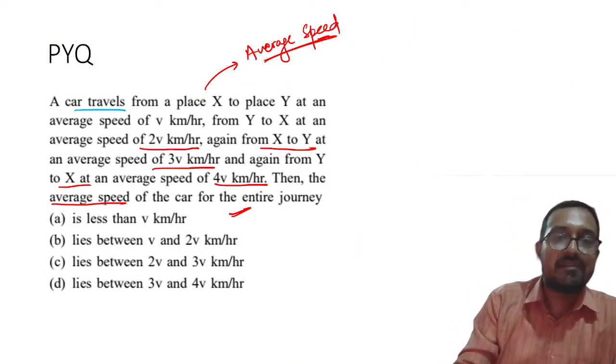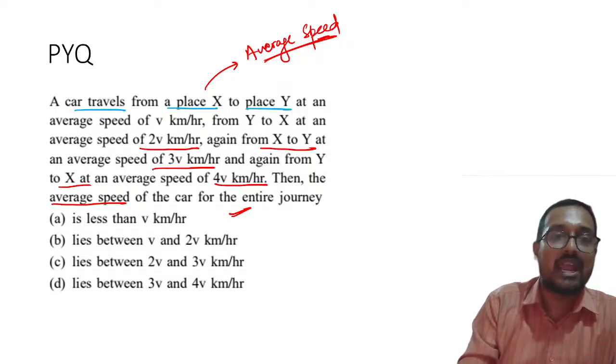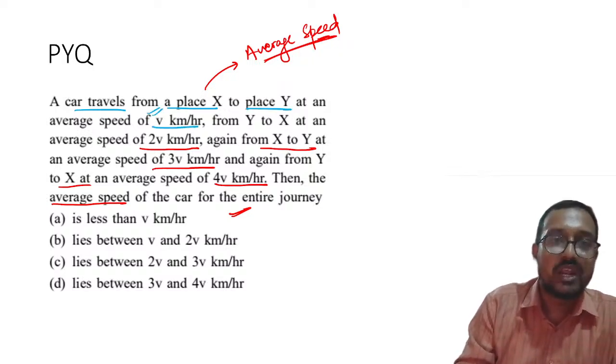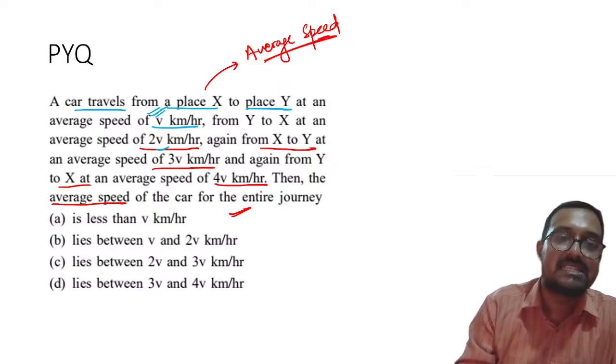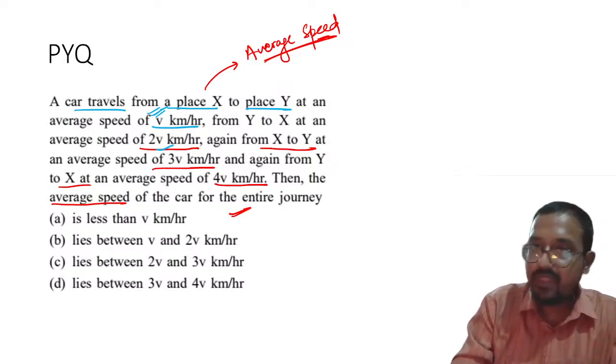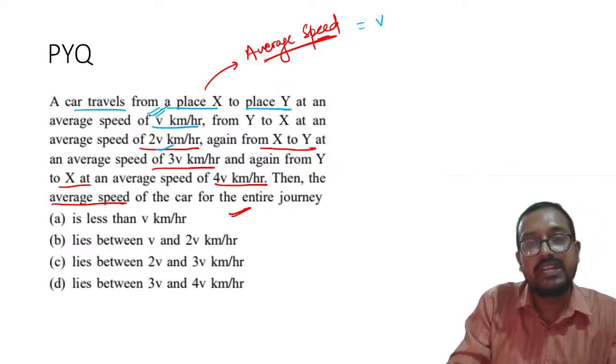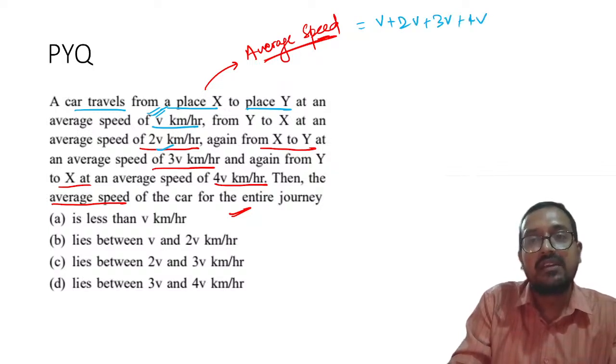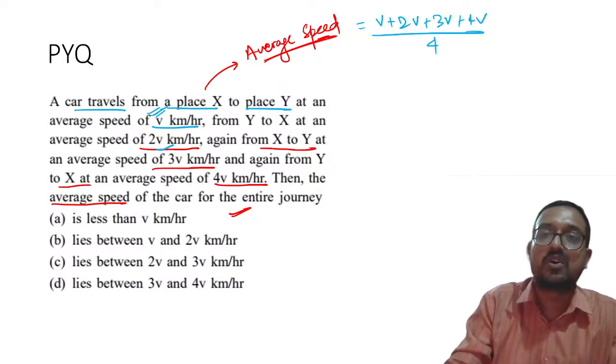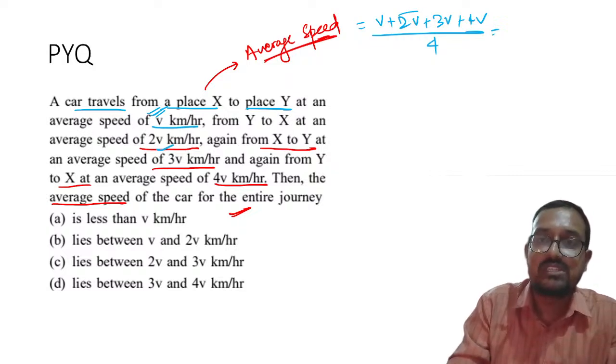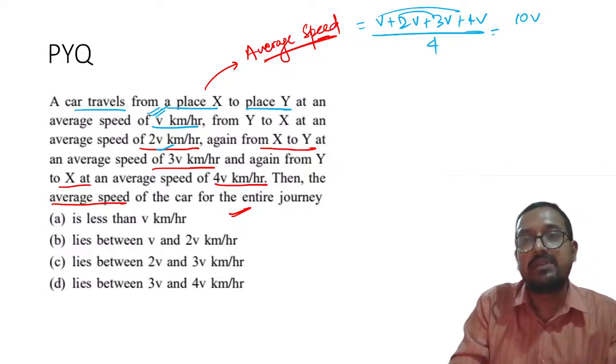Okay. A car travels from place X to place Y at an average speed of v kmph. Now, tell me, what should I do? Should I take this v kmph as it is? No, I cannot do that. Average speed is equal to v plus 2v plus 3v plus 4v divided by 4. I cannot do this, because what will happen if I do this? It will become 10v upon 4, that is equal to 2.5v.